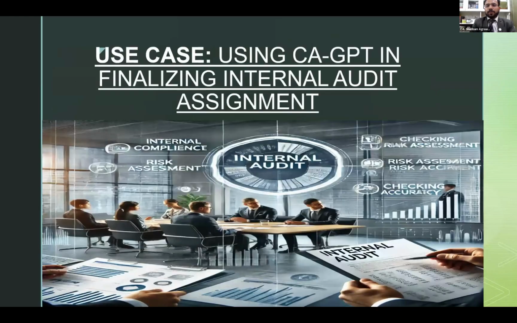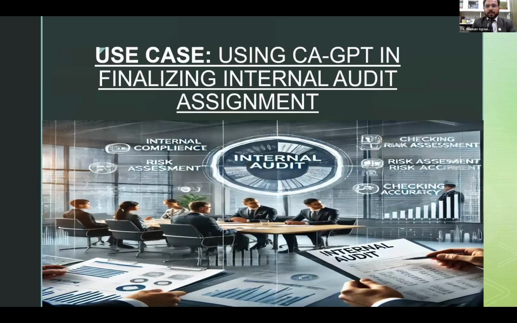Now I am coming to the use case where we are practically using CAGPT in finalizing an internal audit assignment. For understanding this, first we have to understand the problem statement, that is, what problem is faced by the normal chartered accountant.